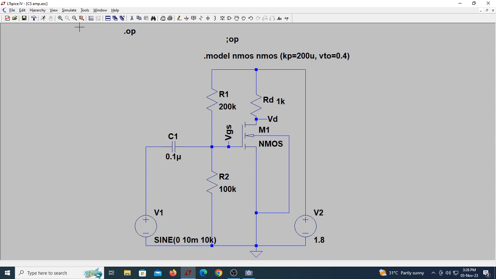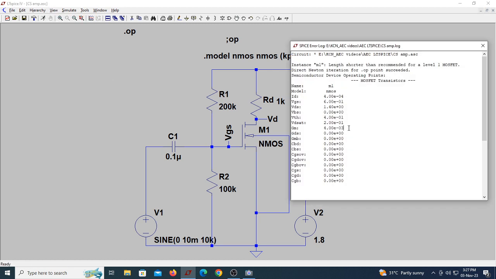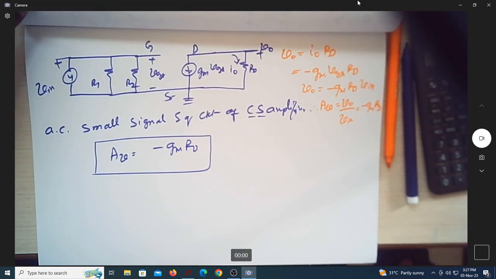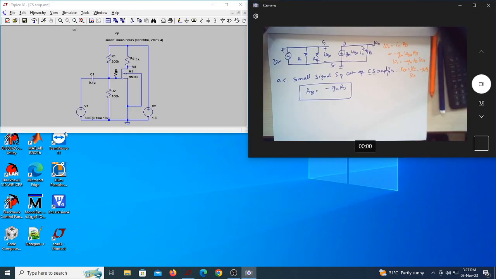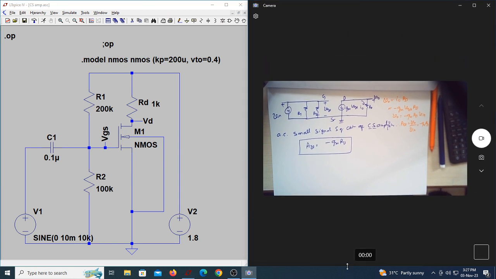So how do I see GM? With the same .op, you can go to this view, look for this SPICE error logs. See, now this is GM. So let me just put it side by side. What is GM and RD, how much you're supposed to get.